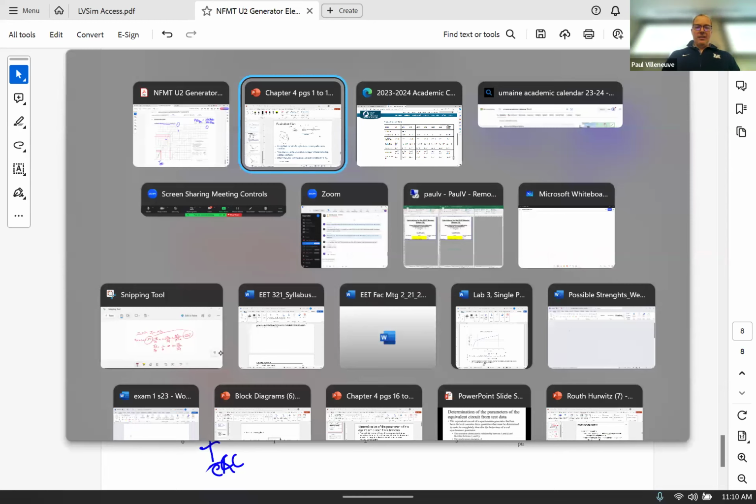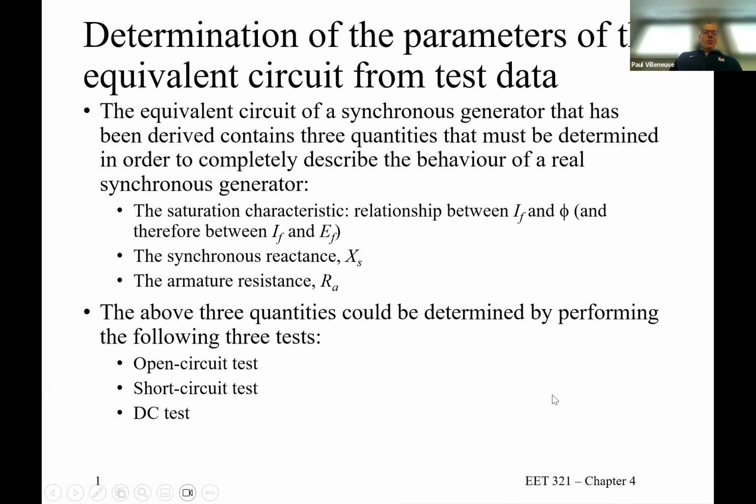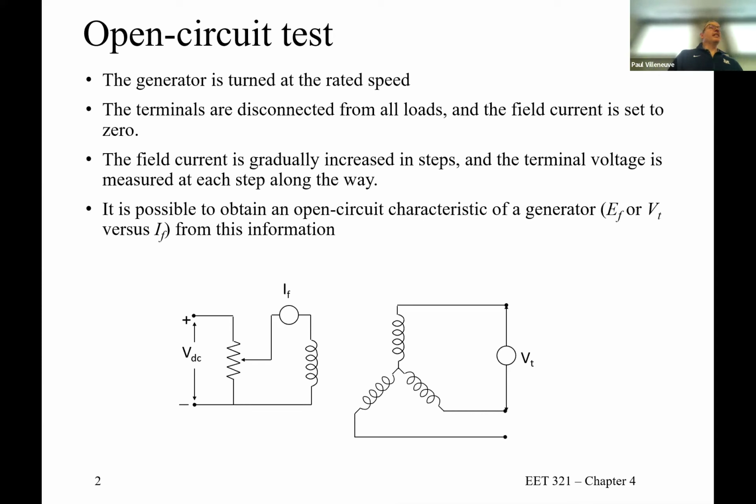All right, so let's get back over here. Now, the one thing that we haven't talked about is the DC test. The DC test is necessary because with your short circuit and open circuit tests, you only get the impedance Z. You don't know X and you don't know R. But once you know one of those parameters, R, then you can pull out X. So we'll do the DC test. And this is our DC test.